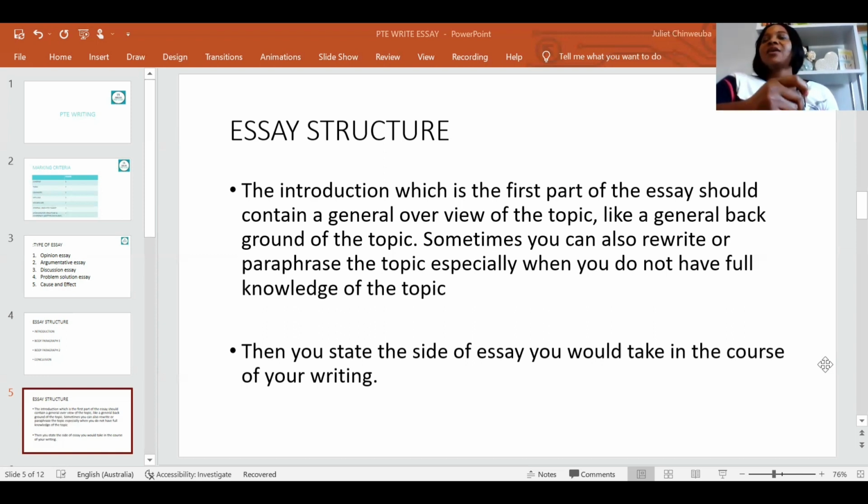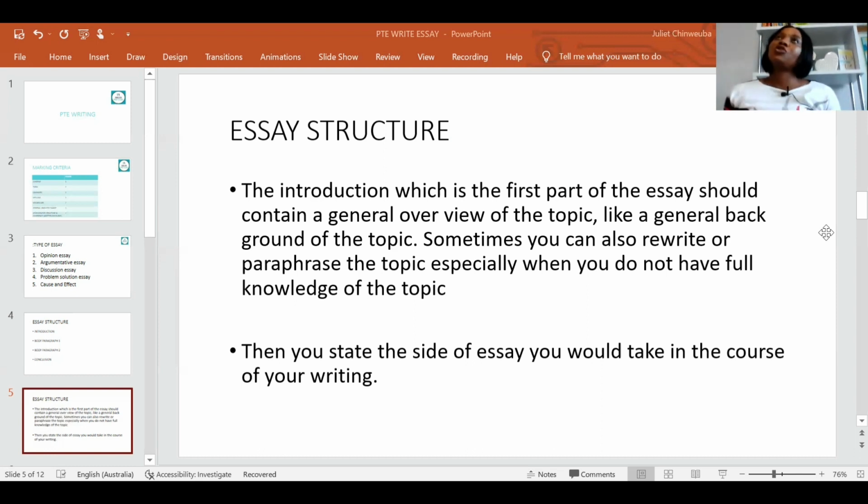Like I said in my slide there, sometimes you can also rewrite or paraphrase the topic, especially when you do not have full knowledge of the topic. When you do not have full knowledge of the topic, don't start trying to say things that don't make sense or things that don't add up. Just try to rewrite it in your own words and just give it back to them, but in your own words. Then you state the side of the essay you will take sides with, or you will take in the course of your writing. What I simply mean there is state your own side of the essay in the introduction.